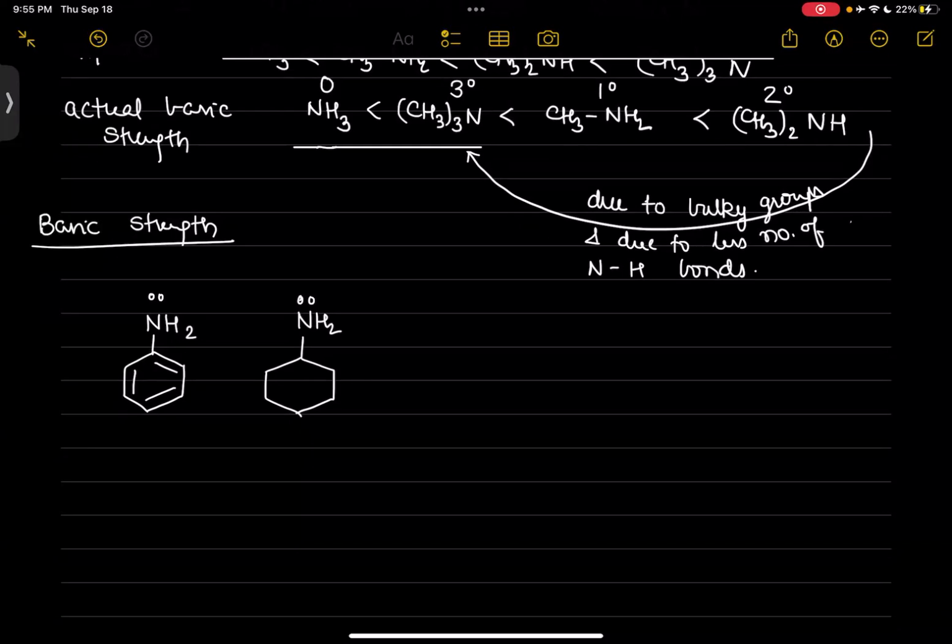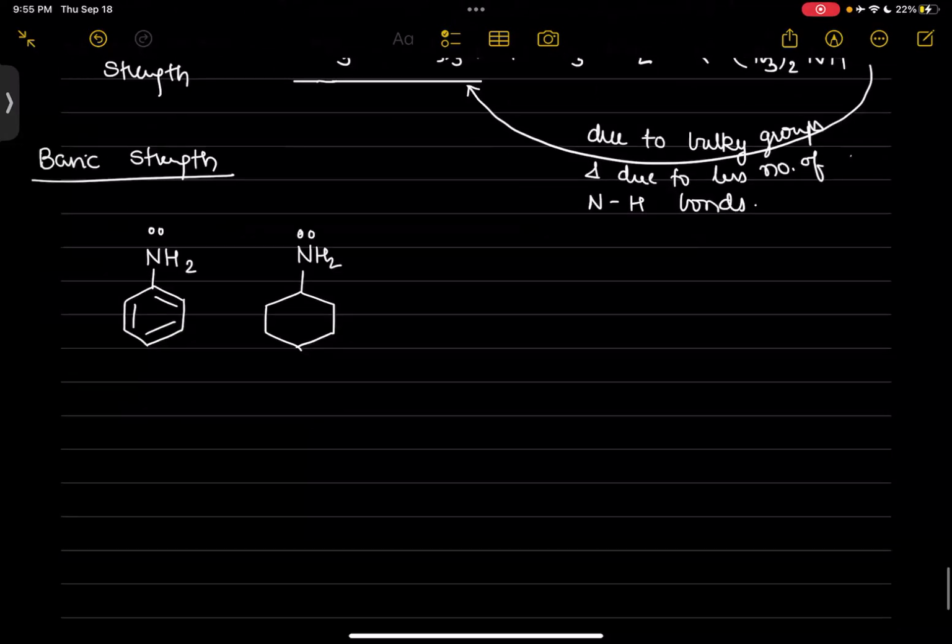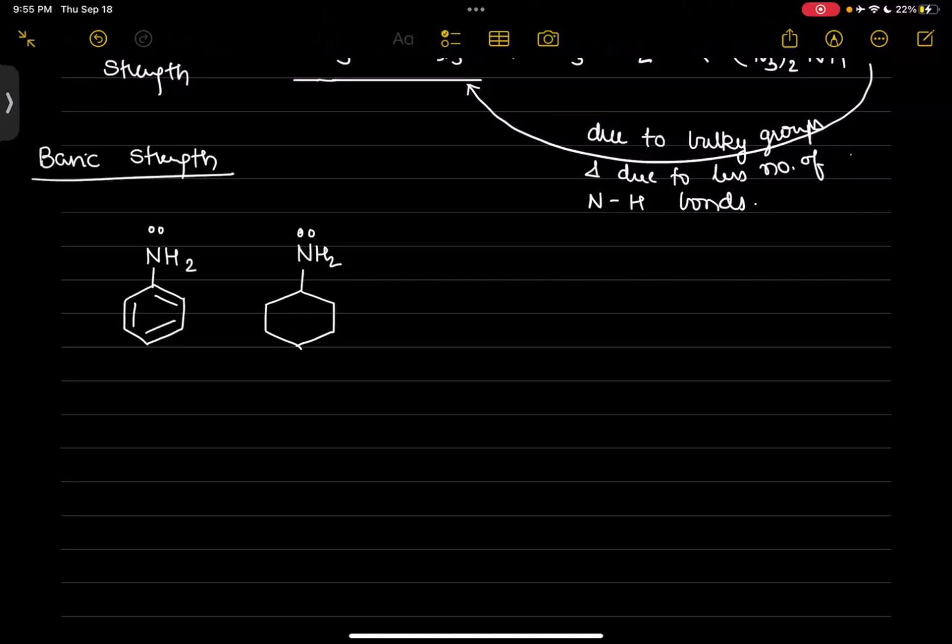So the one with the ring, because of resonance. Is the right one more basic or the left one? Aniline, this is aniline. Yeah, aniline. It's more basic. Yeah, because of the resonance. But because of the resonance, what has happened?